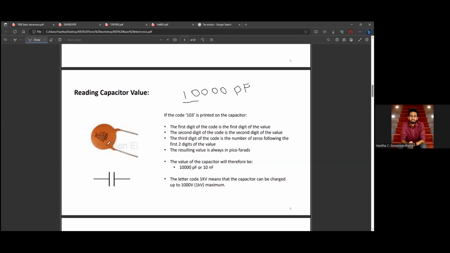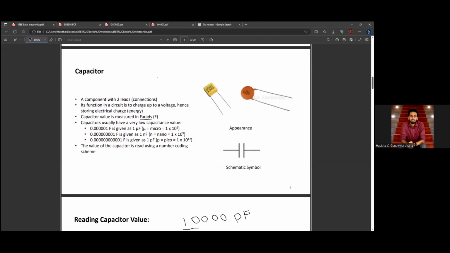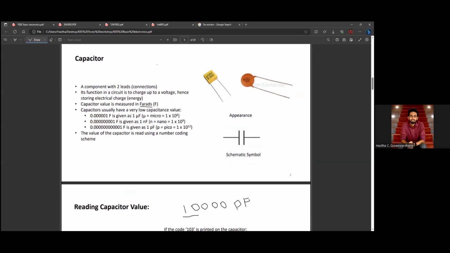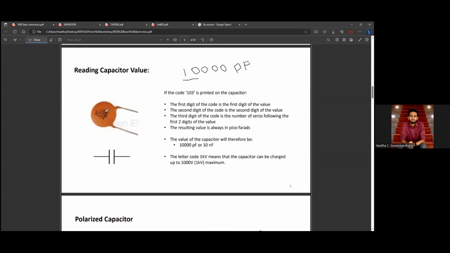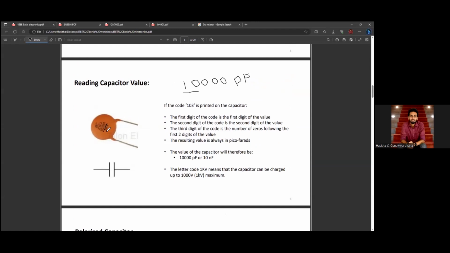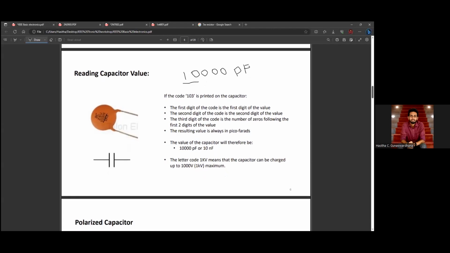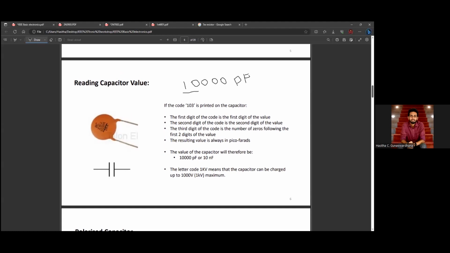Then for a capacitor, apart from the capacitance, we have to consider the voltage as well. You can see this capacitor is rated to 1 kilovolt. Kilo means 10 to the power 3, so it is 1000 volts. Which means we can connect this capacitor to a potential difference of maximum 1000 volts. If we connect the capacitor beyond this limit, it will be damaged or it may explode.